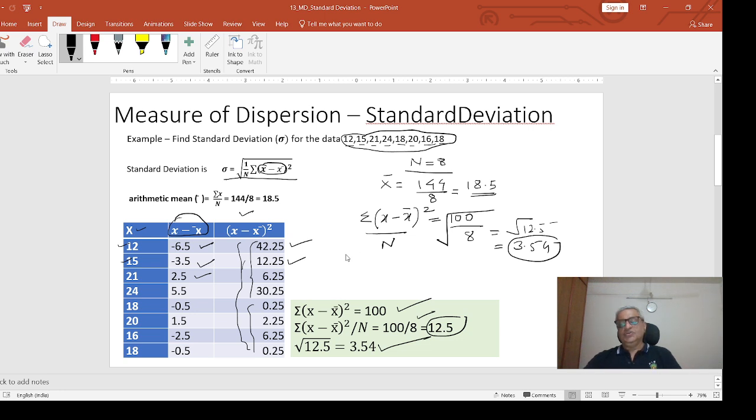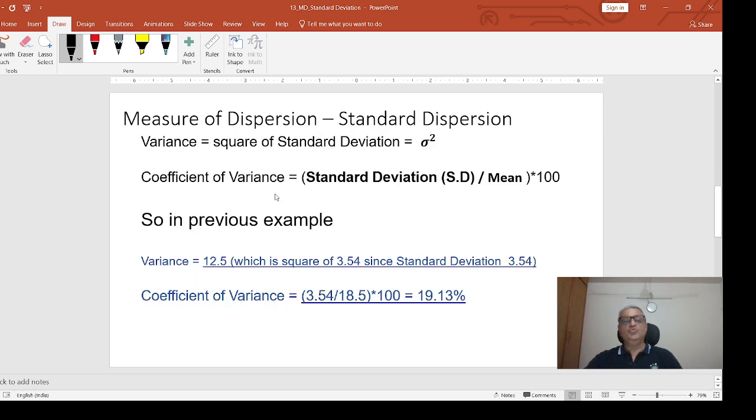I think with an example it's pretty easy to understand. Let's go through another slide. So what is variance? Variance is the square of standard deviation, so it is nothing but sigma square. So actually, what was my sigma?